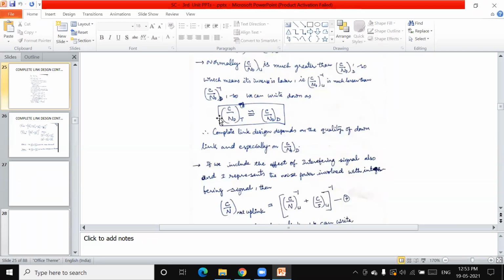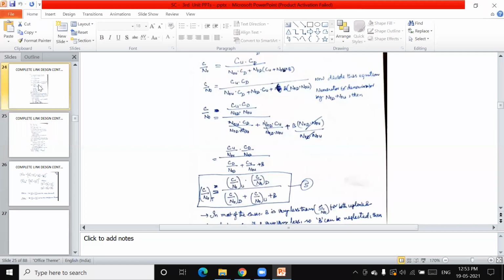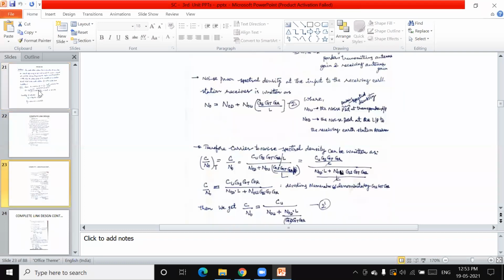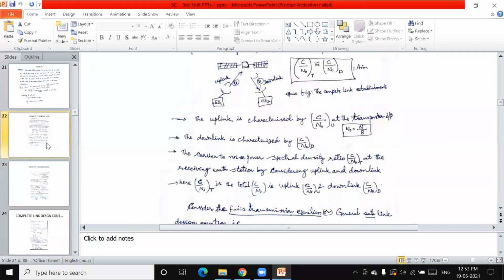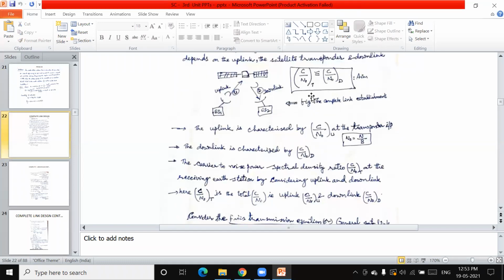And this is a very important one: C by N naught T is approximately equal to C by N naught D. That is what I mentioned at the first. This is our aim, C by N naught T approximately equal to C by N naught D. So finally we obtain this. This is the complete link design.